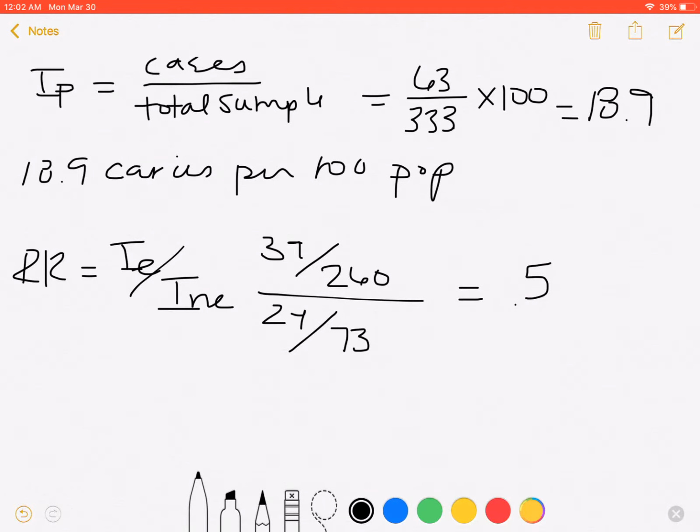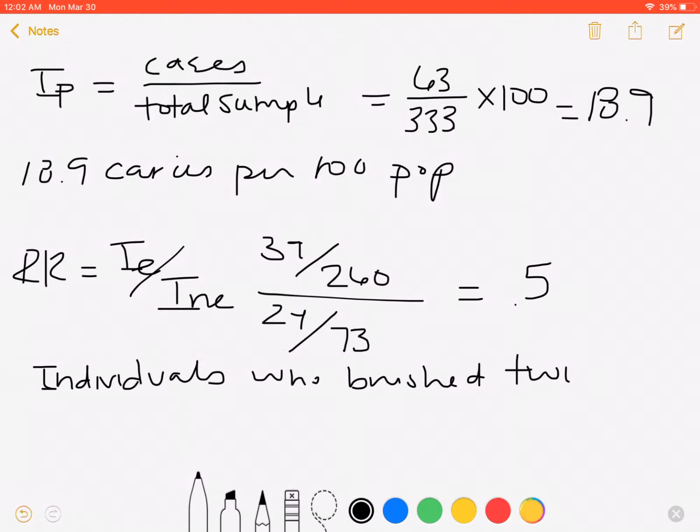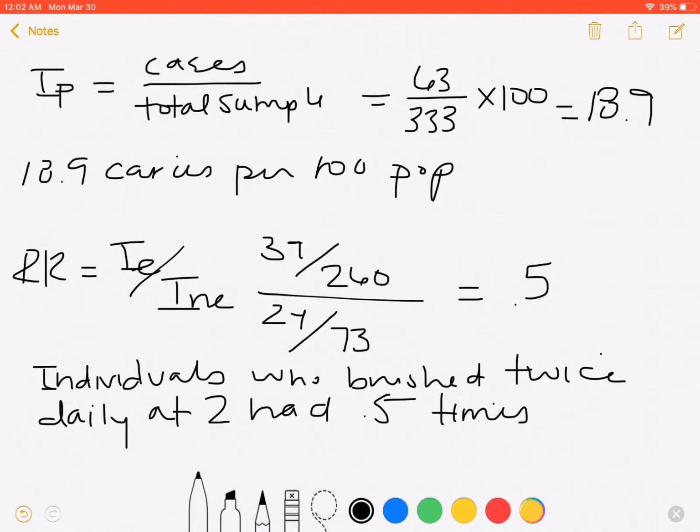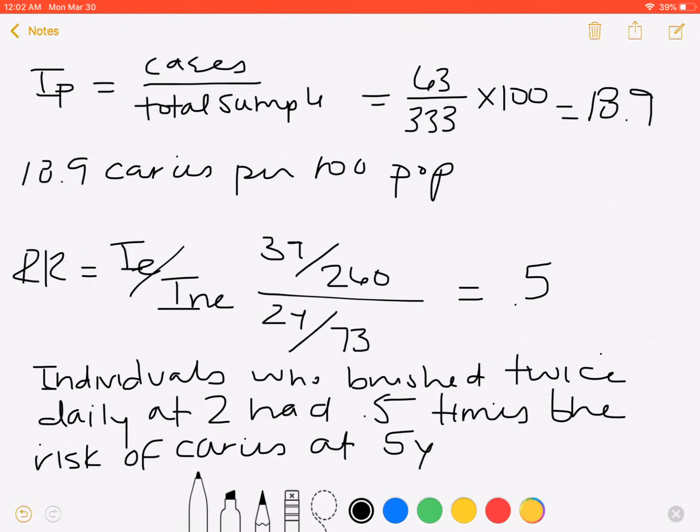How do we interpret that? Individuals who brushed twice daily at 2 had 0.5 times the risk of caries at 5 years old.